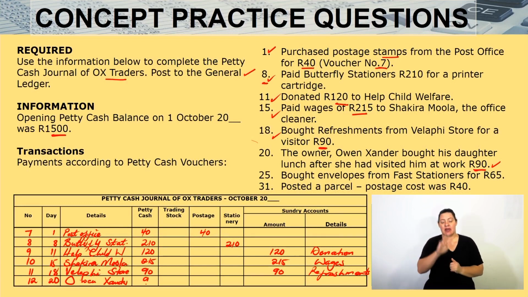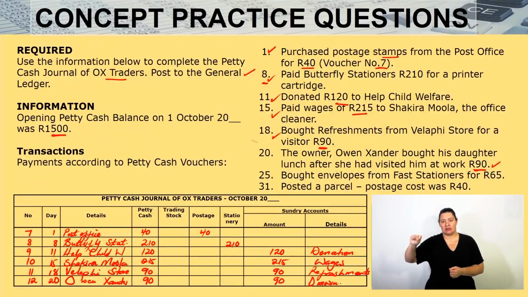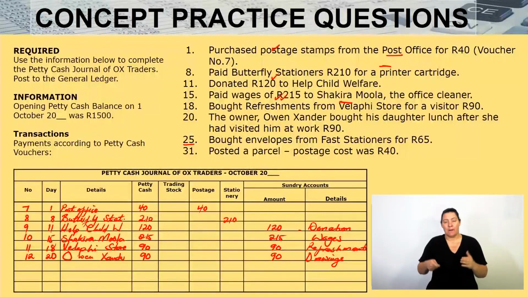We paid 90. And that 90, remember when the owner takes money for personal use, it is called drawings. When the owner takes money for personal use, it is called drawings. The next transaction then reads, on the 25th, bought envelopes from Fast Stationers for 65.